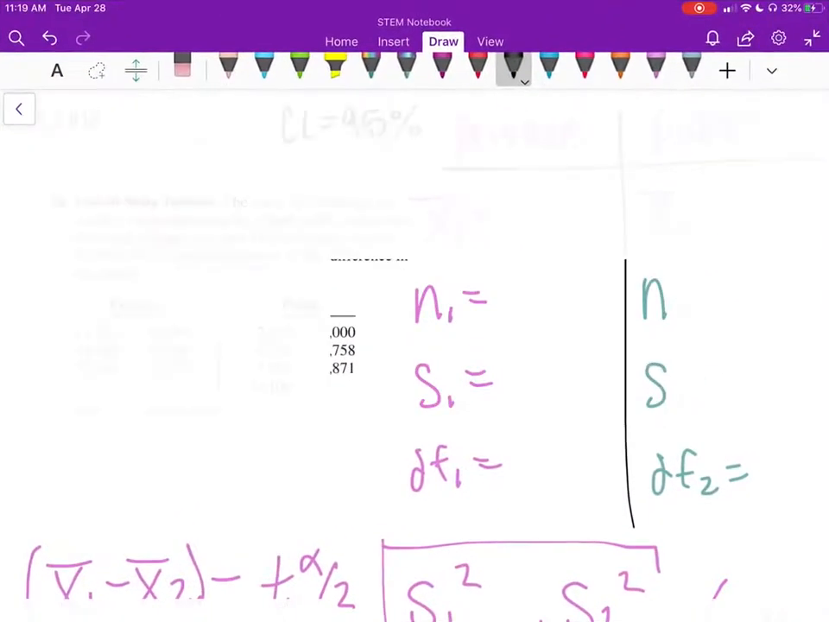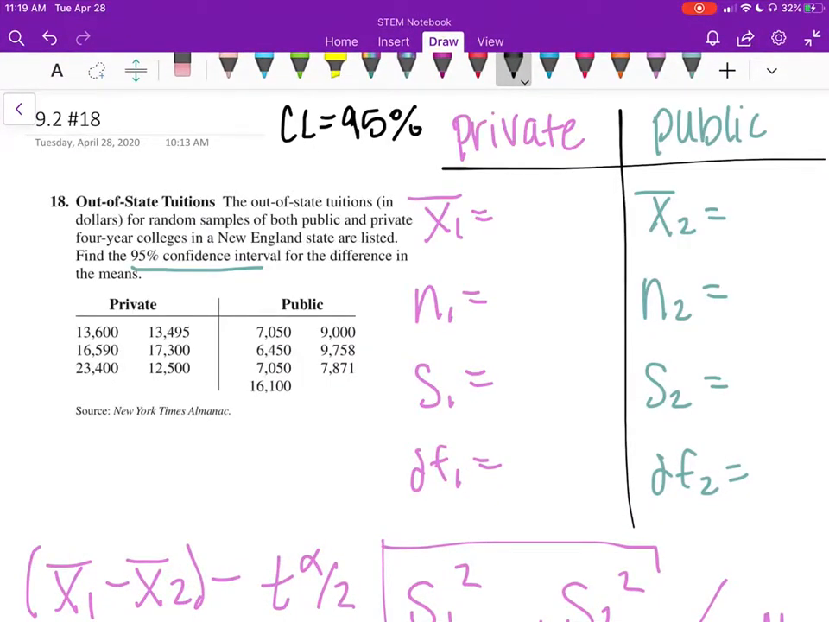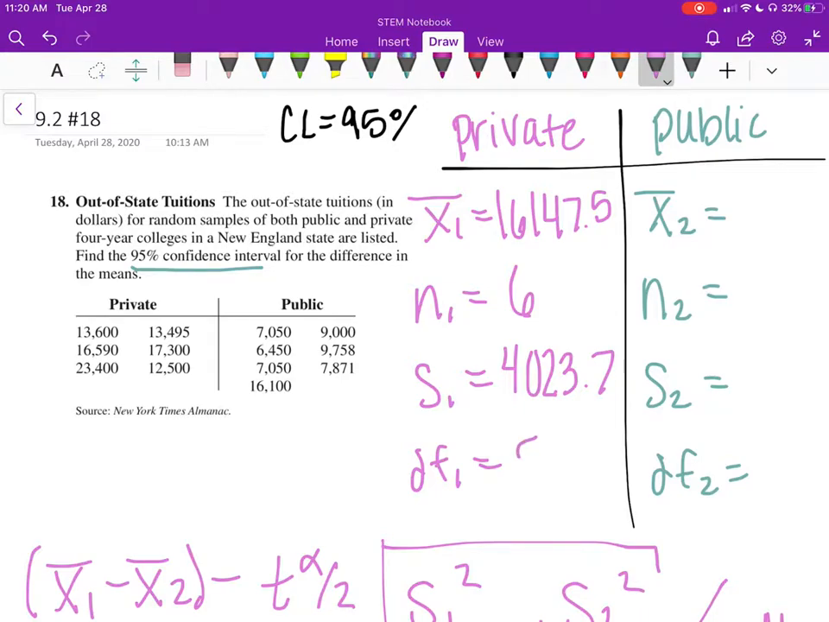So we have x bar 1 is 16,147.5, n1 is 6. Our sample standard deviation is 4,023.7, and our degrees of freedom are n minus 1, which is 5.